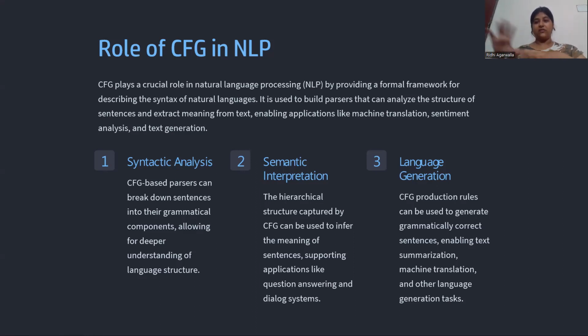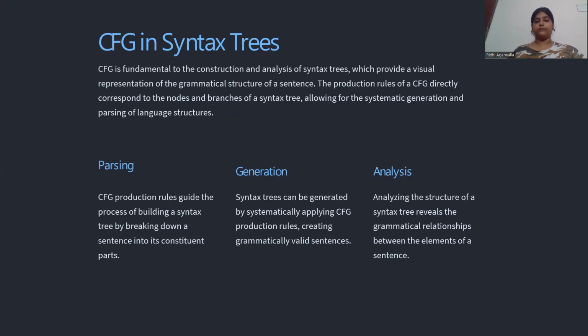It is like a tree structure which is a very simple representation of a complex string, and it's a very simple structure which is defined, which can be easily explained and which can easily be understood by anyone. So the meaning of sentences is being inferred using the semantic interpretation step, and then many question answering and dialogue systems are built. Then comes the language generation step, where context-free grammar production rules can be used to generate grammatically correct sentences and can produce any form of the grammar.